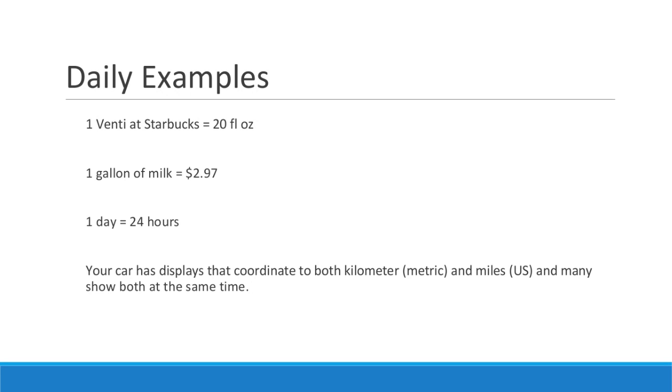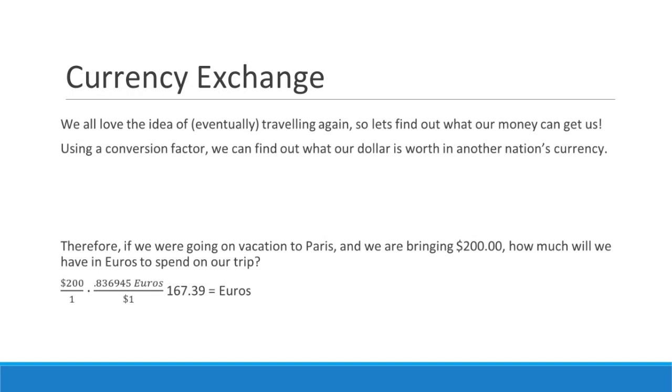And so 1 gallon of milk is $2.97. You can use that to figure out how many gallons of milk would cost something. One day is 24 hours. 1 hour is 60 minutes. 1 minute is 60 seconds. All of those conversion factors can be used. So I do this one real quick.